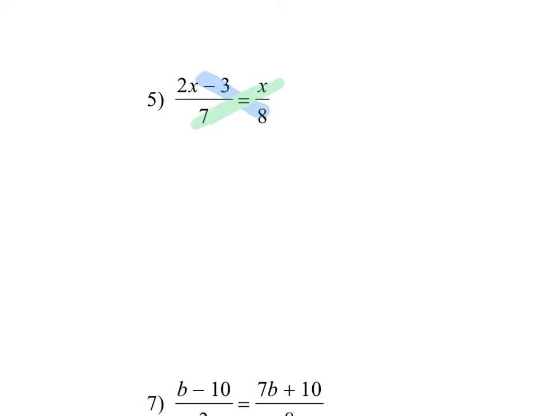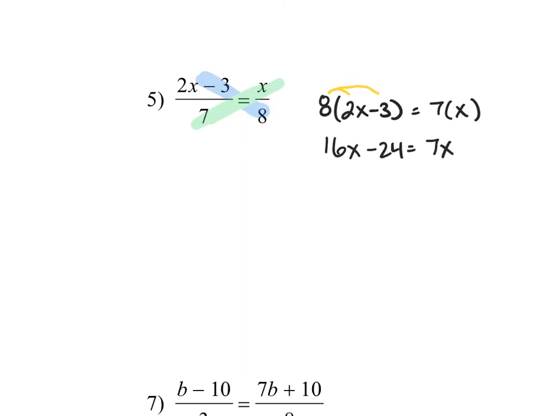Now, typically I told you when I do my cross product, I like to put the top part first, but here I have a single term on the bottom, so I'm going to make it 8 times 2x minus 3, but again, that's still just my blue right there, is equal to the green cross product, which is just 7 times x. Okay, so as you work here, now it's just simplifying. On the left-hand side, I need to use the distributive property. So I get 16x minus 24 is equal to 7x.